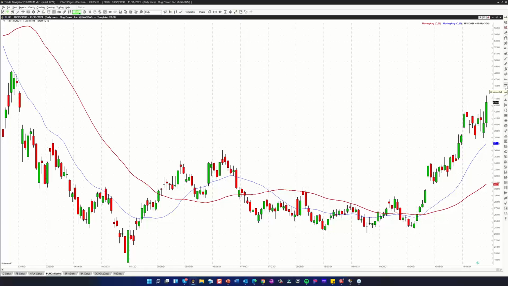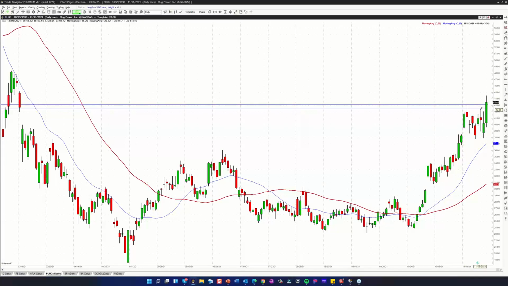Now, based on what we said before, remember change of polarity, old resistance potentially becomes support. So I'm drawing a resistance area here. You can forget about the blue line down here, just draw a horizontal line. In theory, right now the market has made a new high for the move, and obviously the short-term trend is up. Here's another market like many others in a bull channel. This old resistance area should become support.